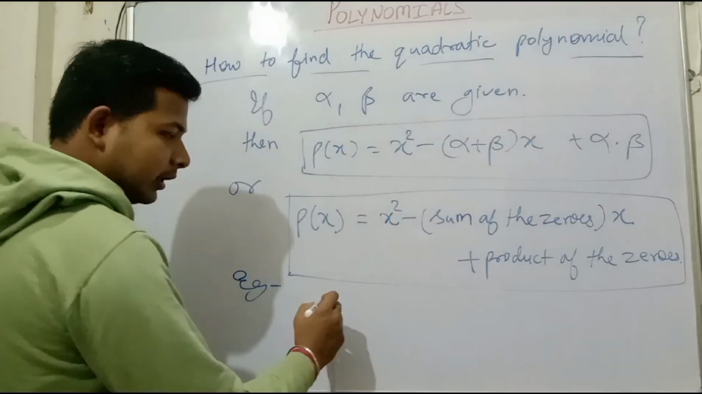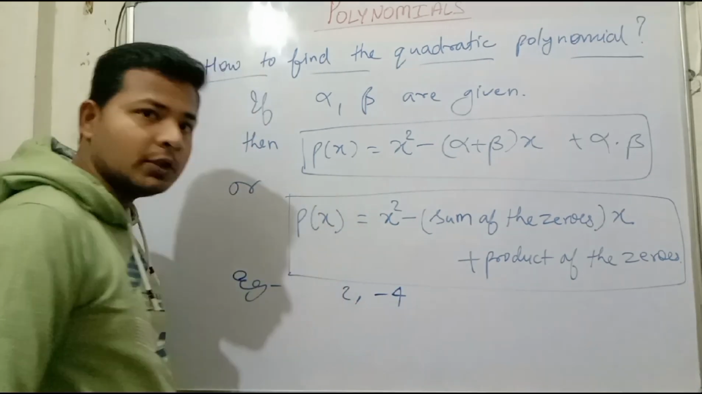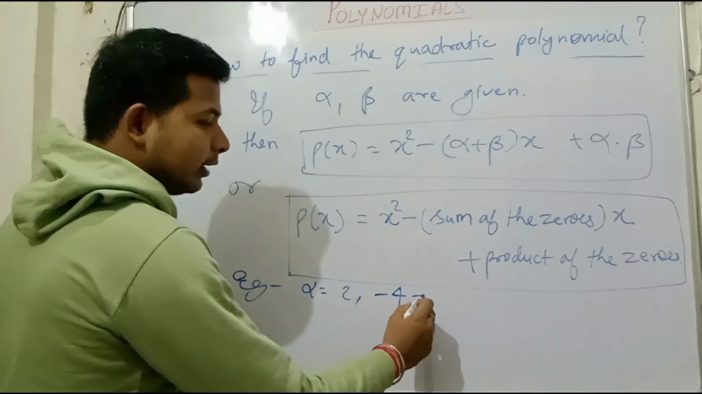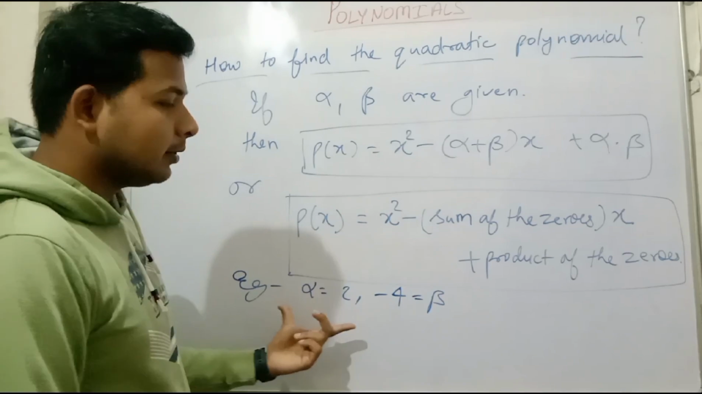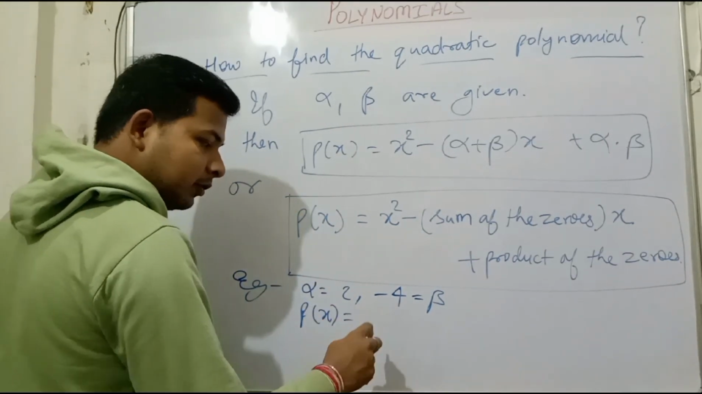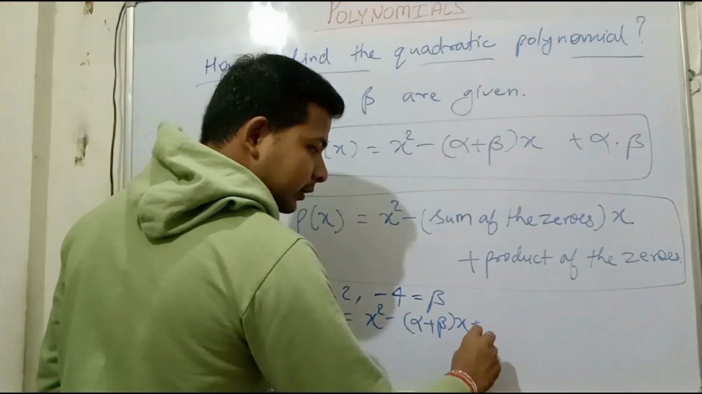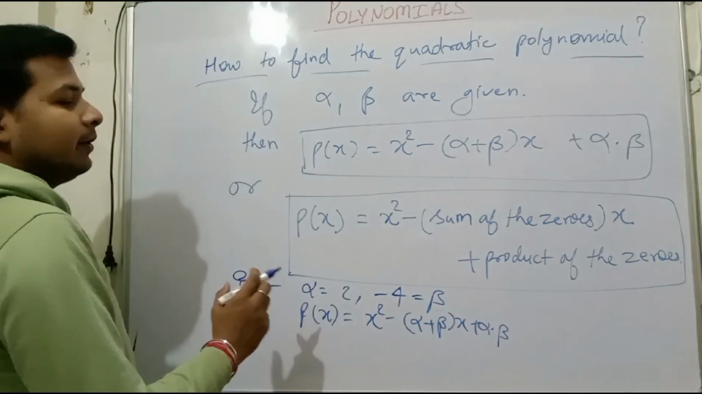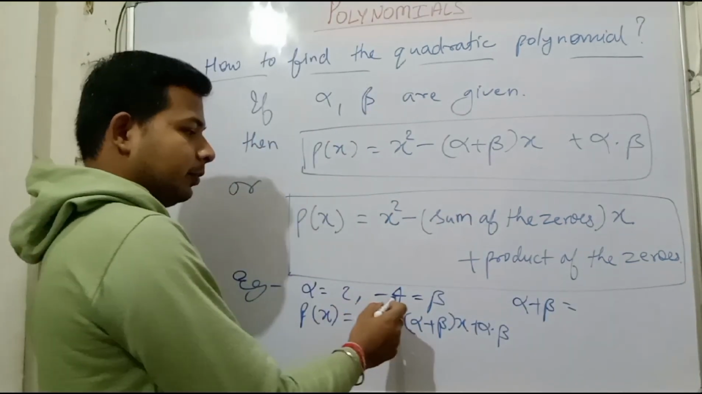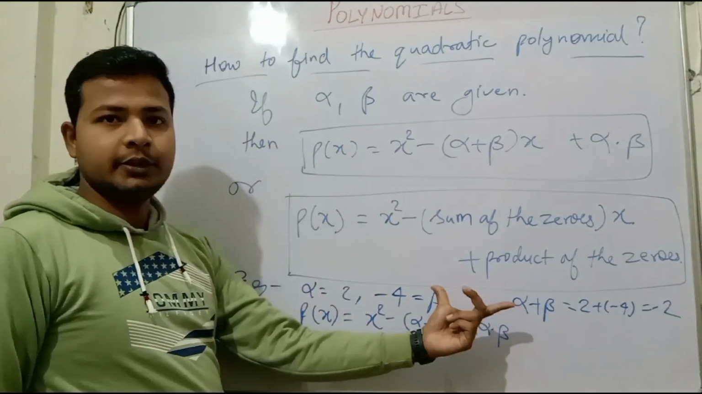Now let's take an example. If you are given two values, 2 comma minus 4, as the zeros of a polynomial, that means alpha is 2 and beta is minus 4. Then what will be the quadratic polynomial? According to the formula, p(x) will be equal to what? x square minus (alpha plus beta) into x plus alpha into beta. Then find the value of alpha plus beta first. What is the value of alpha plus beta? Alpha is 2, beta is minus 4. 2 plus minus 4, the answer will be minus 2.